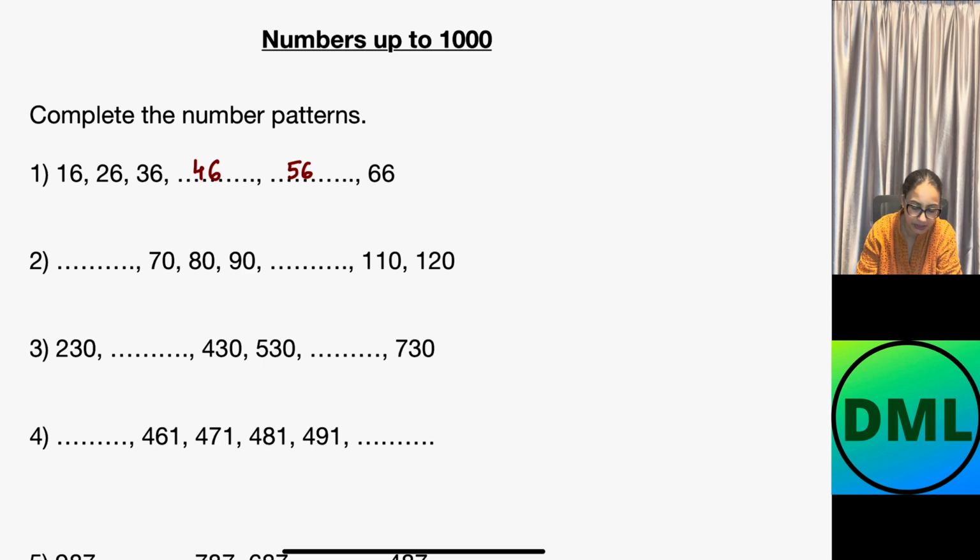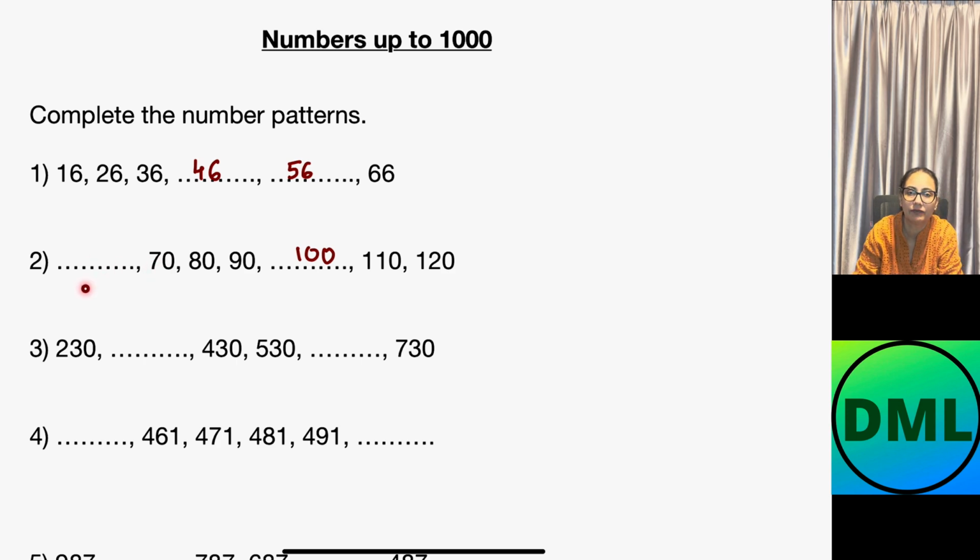Let's see the second question here. Dash, 70, 80, 90, dash, 110, 120. If you know the counting, this is 70, 80, 90. After 90 what comes? After 90 is 100. Let's write down 100 here.